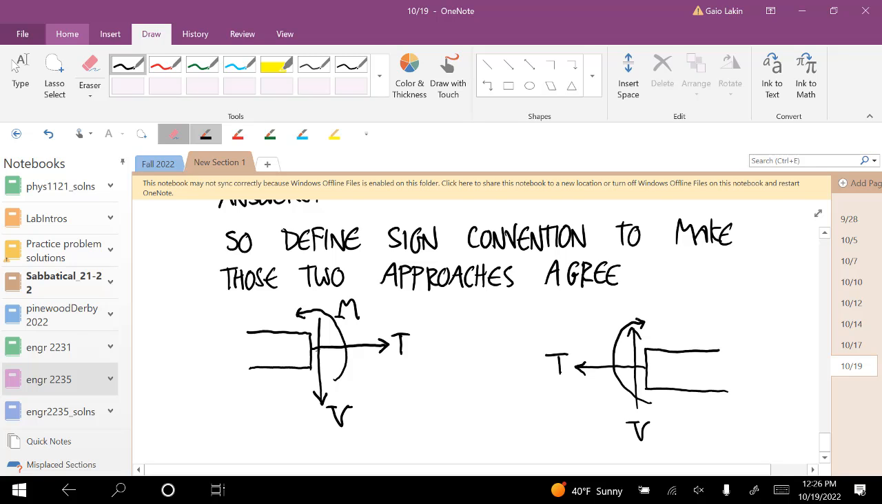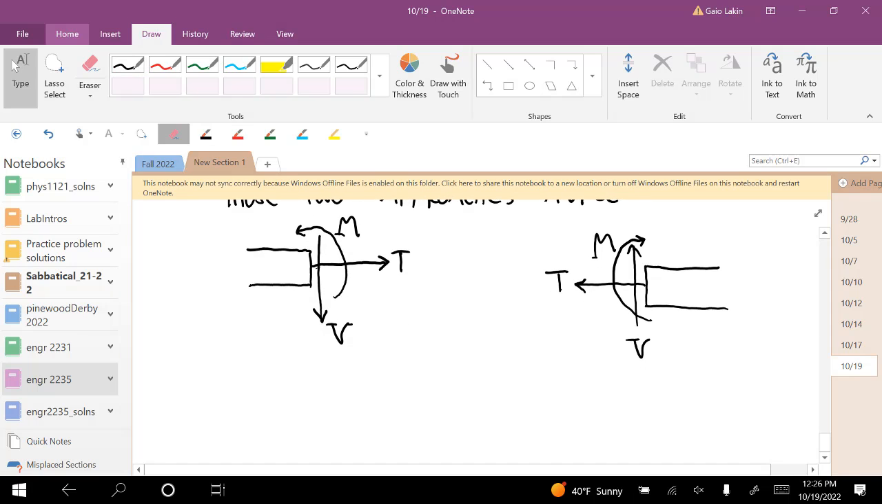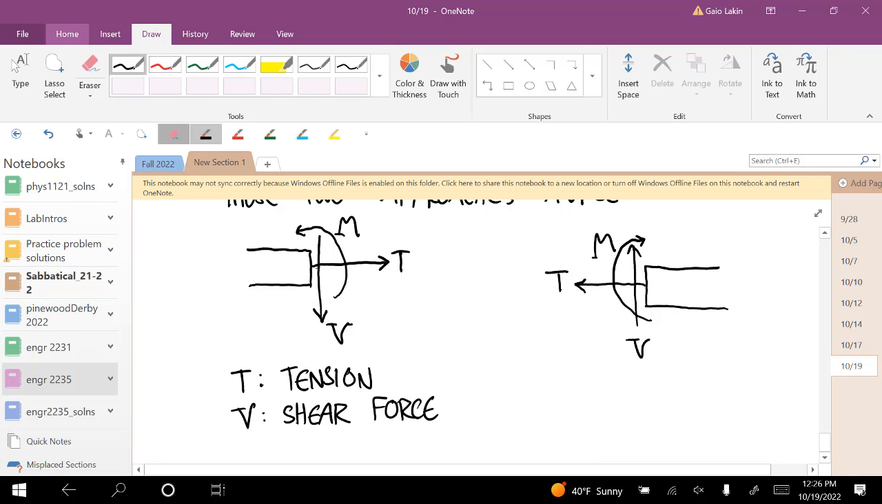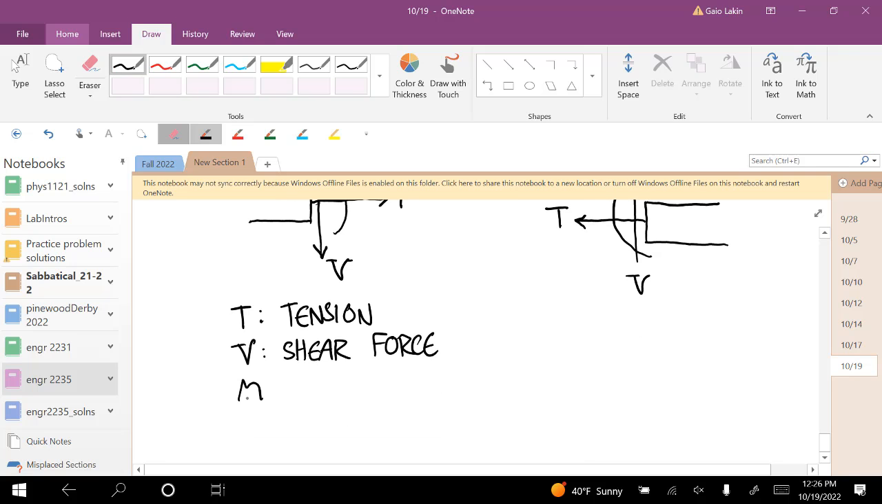and a positive couple is in. And so these are called the tension, the shear force, and M is called the bending moment.